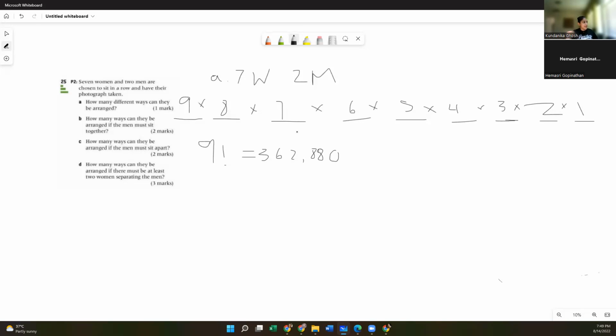Okay, now, part B. It says, how many ways can they be arranged if the men must sit together? So what I'm going to do now is consider the 2 men as one entity. So now I have the 7 women, and I'm considering this as one entity. So I have 8 factorial now, so I have 8 options. But then within the one entity, you have male 1 and male 2. However, you could also have male 2 and then male 1, right?